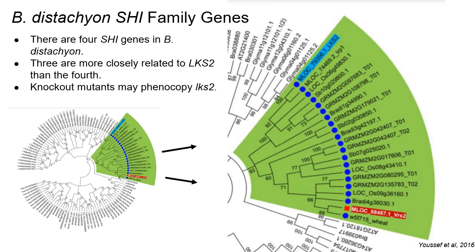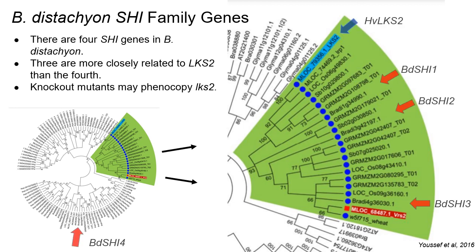This shows how similar and likely related the short internodes genes are to one another, and which genes between species are likely homologous. There are 4 Brachypodium short internodes, or BD shy genes, 3 of which are more similar to LKS2, our barley gene, highlighted in blue at the top, than the 4th. Therefore, I hypothesized that a Brachypodium knockout mutant with 1 or more non-functional copies of these BD shy genes would likely have a short awn phenotype similar to the LKS2 mutant in barley.